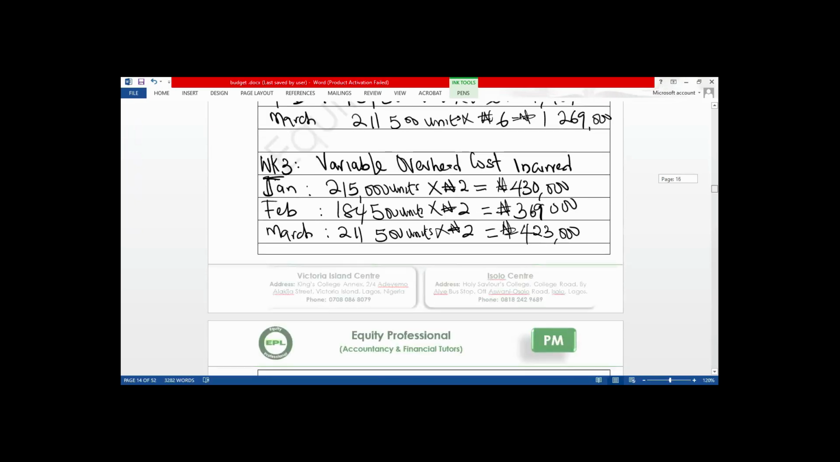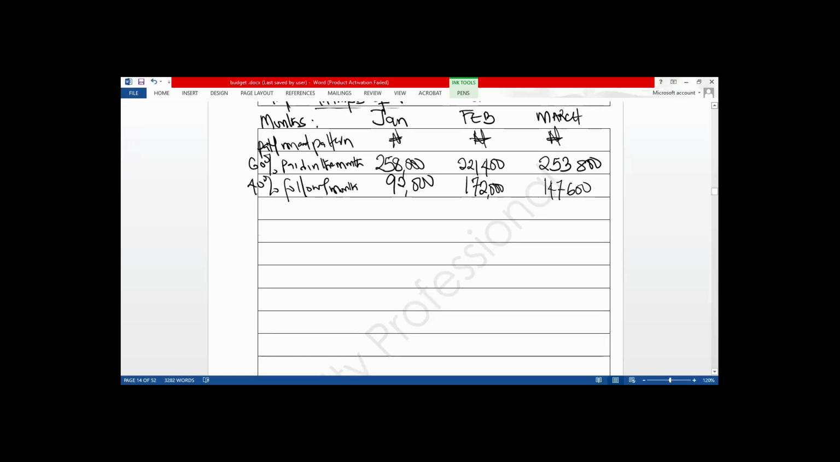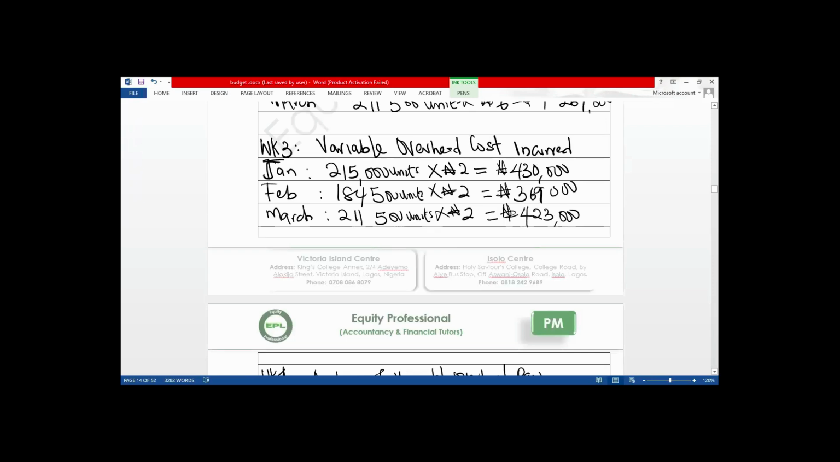You come here. $92,000, creditors for variable overhead costs. This was incurred in December 2014 to be paid the following month, which is January 2015. So that should be 40% of the December. You can now do your addition now.